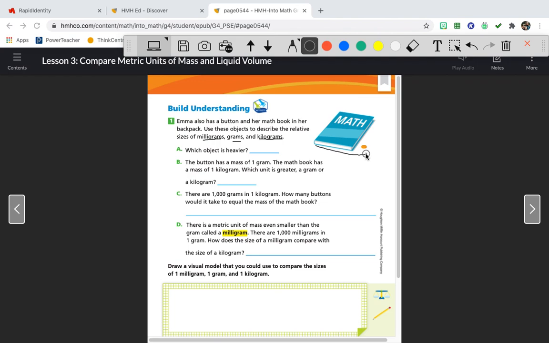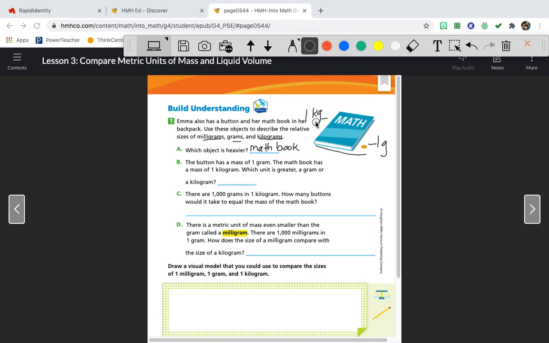By looking at the objects, which object do you think is going to be heavier? Obviously, her math book is going to be heavier. Remember, she's got a math book and a button in her book bag. Now, B, the button has a mass of 1 gram. So our button has a mass of 1 gram. The math book has a mass of 1 kilogram.